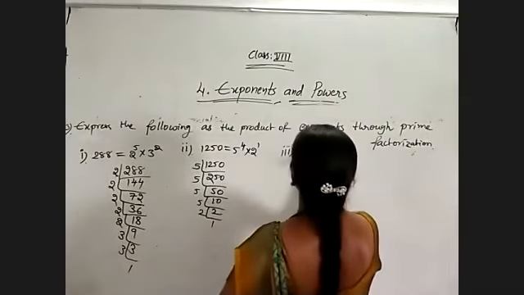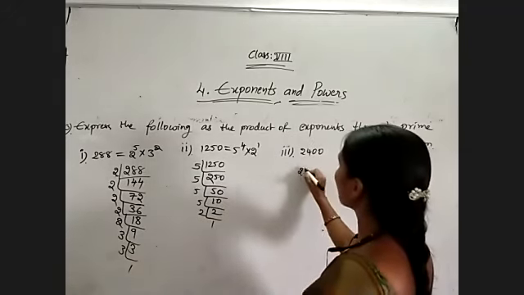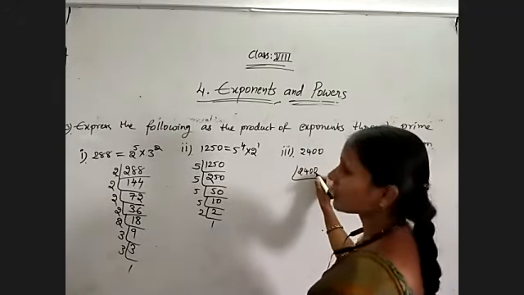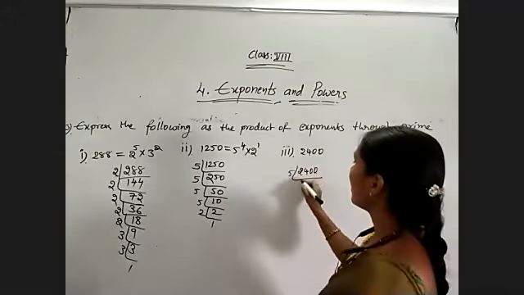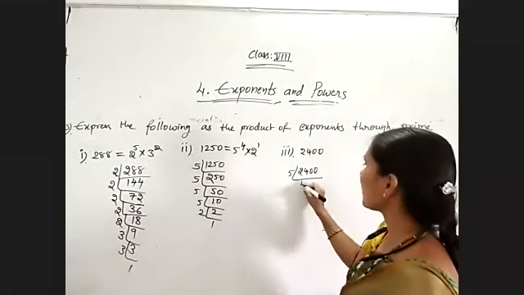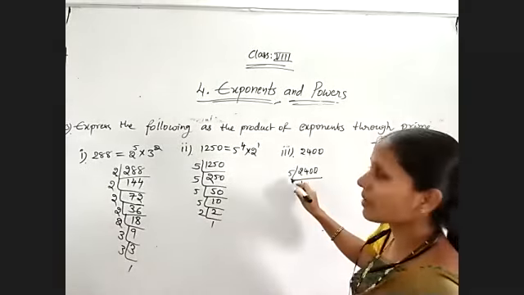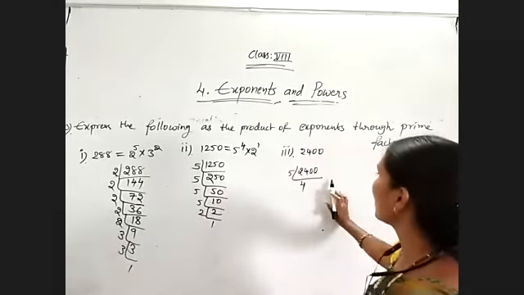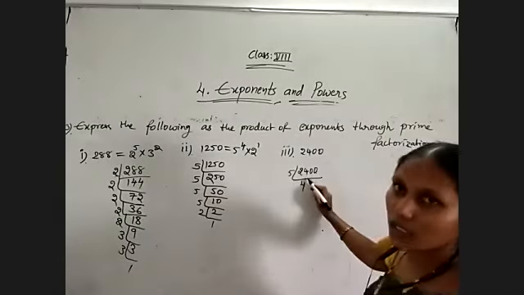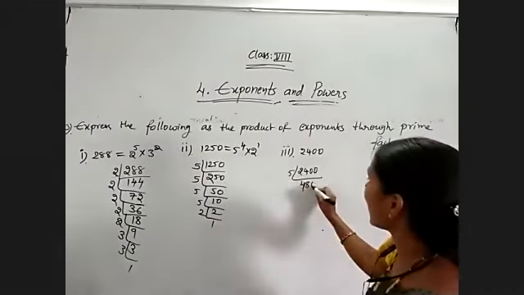2400. So 2400, divide and write. Because of 0, I can go through with the 5 table. 5 4s are 20. Only prime numbers we must choose. Okay, 5 is a prime number, that's why I am going with that number. 5 4s are 20, okay, 40. 5 8s are 40 and 0.